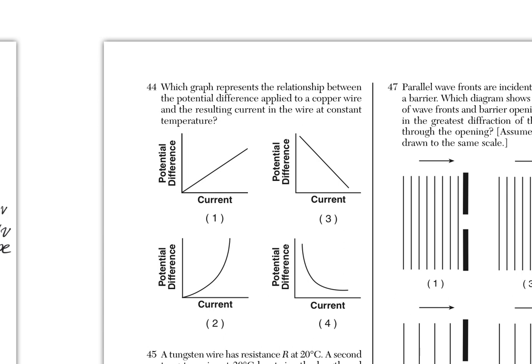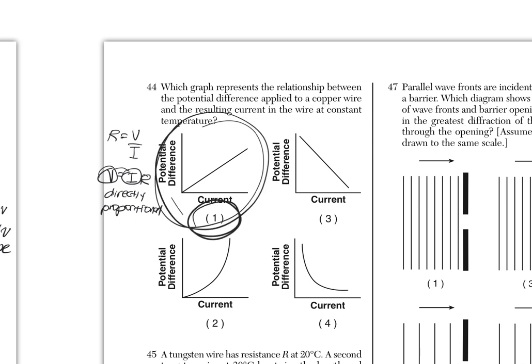All right, number 44, we have graphs of potential difference versus current. And so the relationship here is R is V over I, and then another way we can write this is that V equals IR. And if we write it that way, we see that voltage, or potential difference, which is also known as voltage, and current are directly proportional. Directly proportional. And anything that is directly proportional looks like that graph. As voltage goes up, current goes up. So 44 is 1.